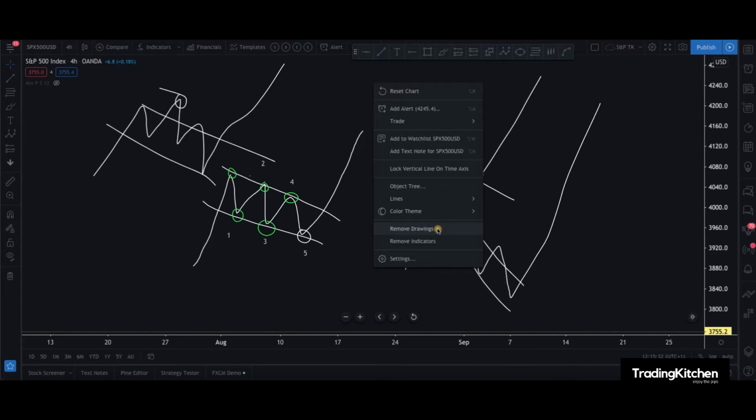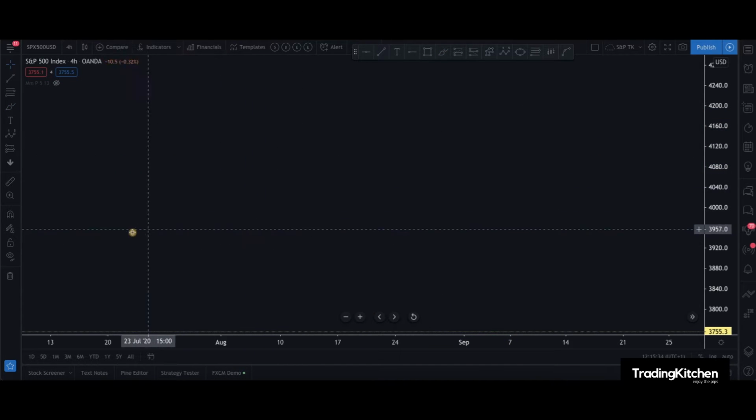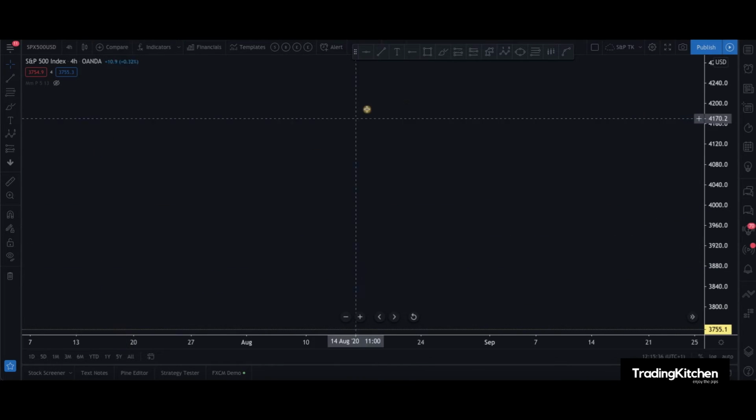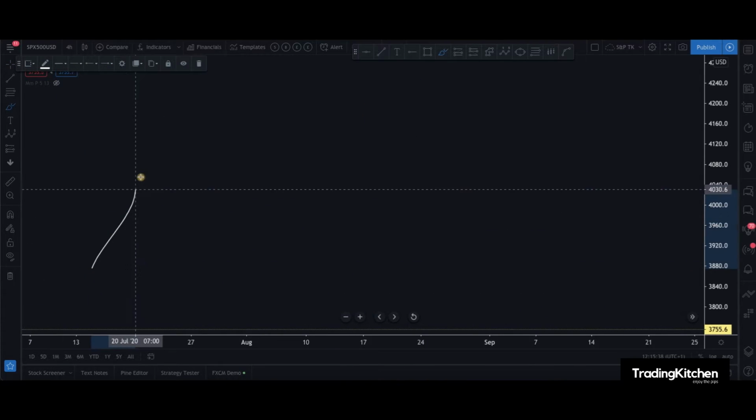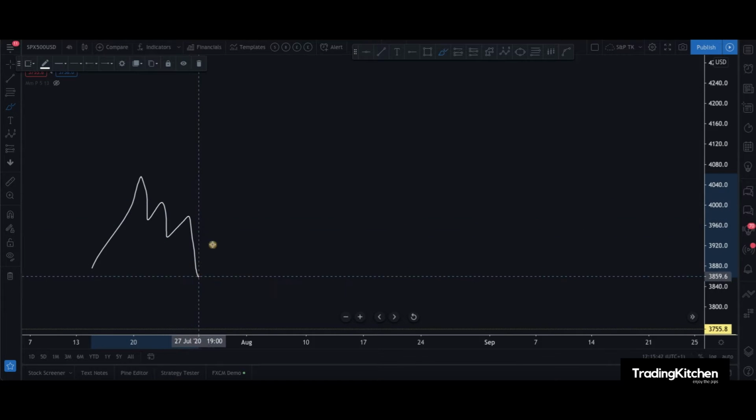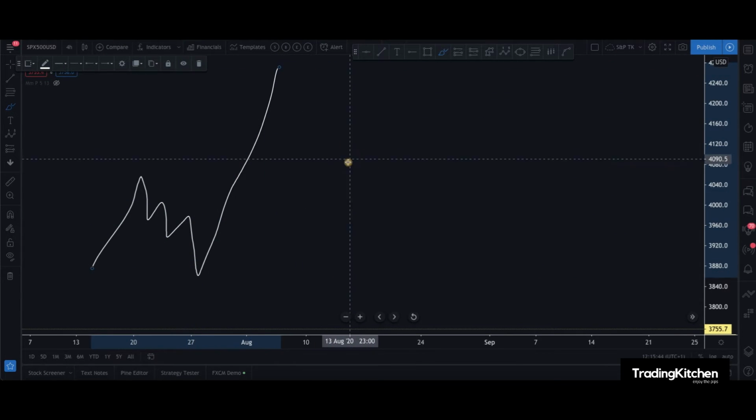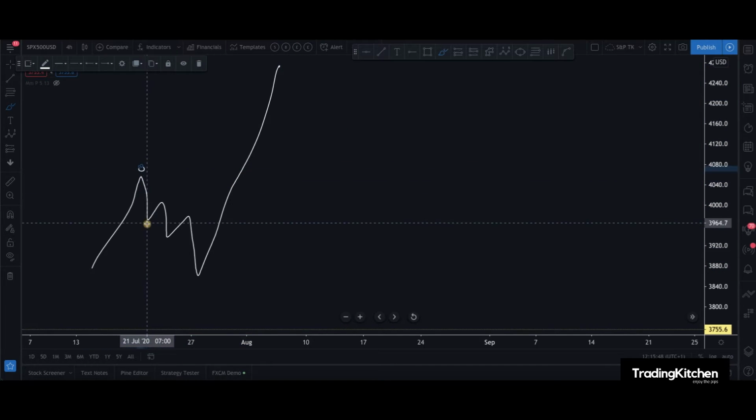Let me remove the drawings. So impulse up, channel down always means a continuation of the main trend. 0, 1, 2, 3, 4 and 5. Okay, at 5 we can go long, mainly.